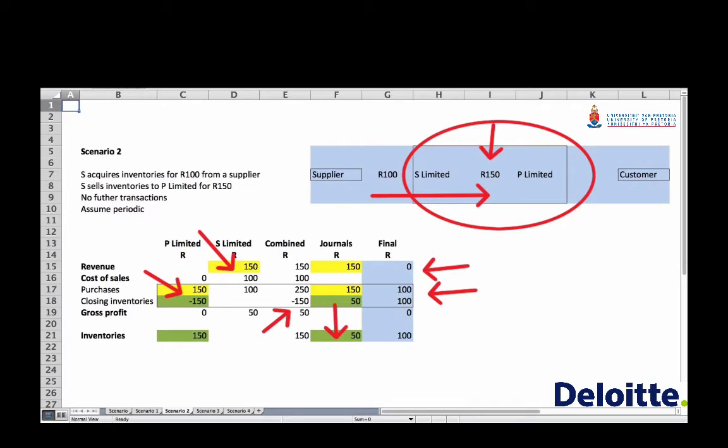Once this consolidation journal has been processed, your closing inventories are now reflected at the 100 Rand to the group and in the statement of financial position, 100 Rand. Is that what our scenario told us? Indeed it is. 100 Rand was purchased and has not yet flowed through to a third party.